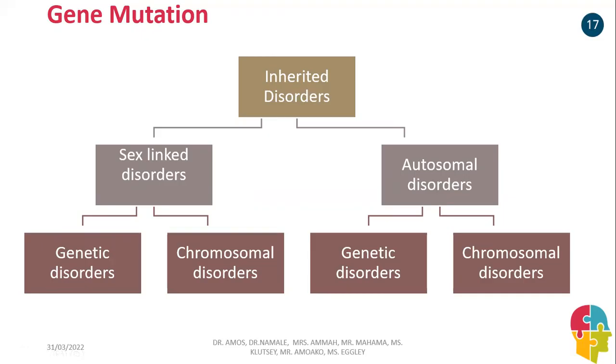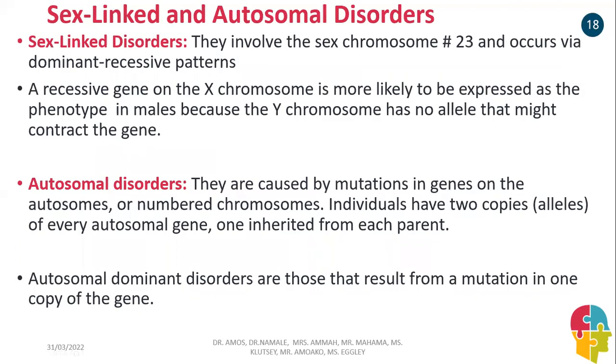The same applies to the autosomal disorders. Autosomal disorders could be genetic disorders, that is, there's a gene on the autosome that has a defect. Or they could also be chromosomal disorders, which means that it's caused by an abnormal structure or an abnormal number of the chromosome itself. So when we take this diagram, we could have sex-linked genetic disorders or sex-linked chromosomal disorders. And we could have autosomal genetic disorders and autosomal chromosomal disorders. So we'll look at some examples. I think I have explained this already.